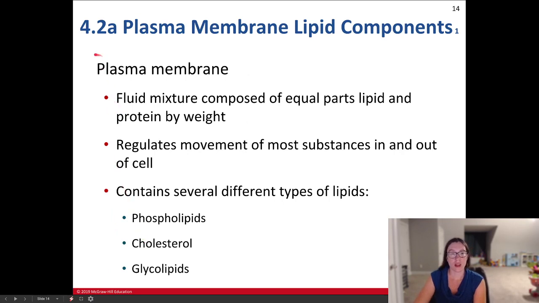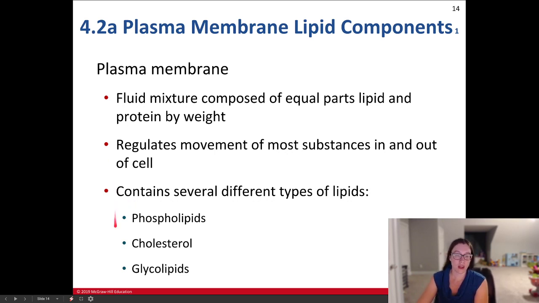So we're going to start with the plasma membrane and kind of work our way down and work our way into the cell. So the plasma membrane is the outside of the cell, right? And it's made up of about equal parts lipid and protein by weight. So the lipid portion, as we said, are those phospholipids, that phospholipid bilayer. And then we have several different types of proteins in there too. The plasma membrane is really important because it regulates the movement of substances into and out of the cell. And we're going to have an entire very long lecture discussion about how it does this.